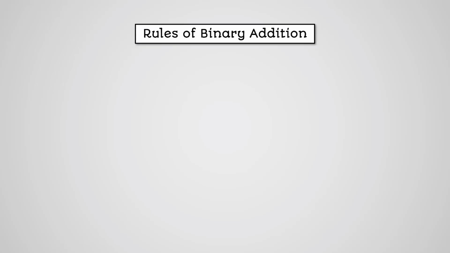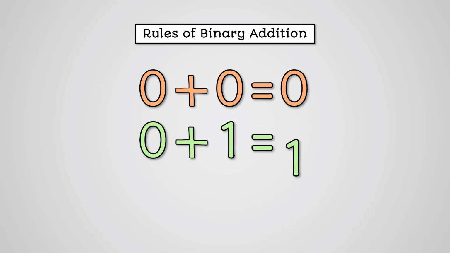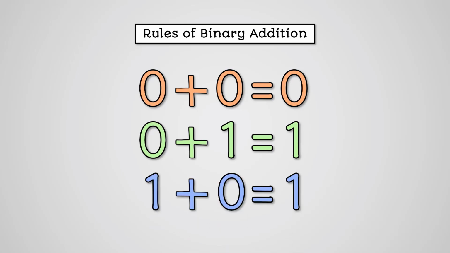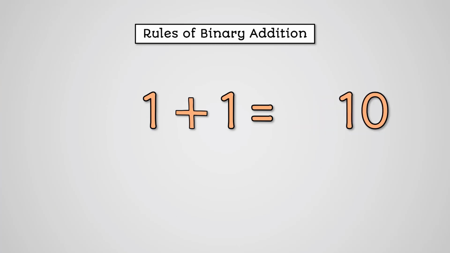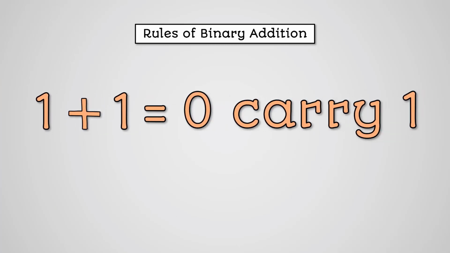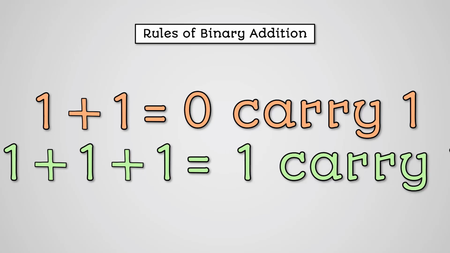In order to be able to add two binary numbers together, you need to learn the rules of binary addition. These are 0 plus 0 equals 0, 0 plus 1 equals 1, 1 plus 0 equals 1, 1 plus 1 equals 10 or 0 carry 1, and 1 plus 1 plus 1 equals 11 or 1 carry 1.